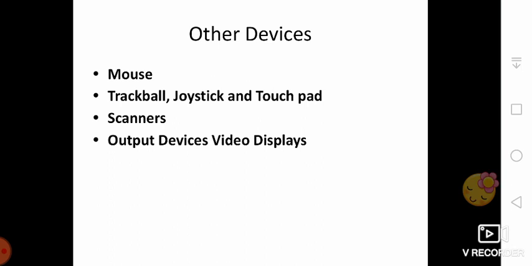A touchpad also has one or more buttons near it. These buttons work like mouse buttons. Touchpads are commonly used with notebook computers.